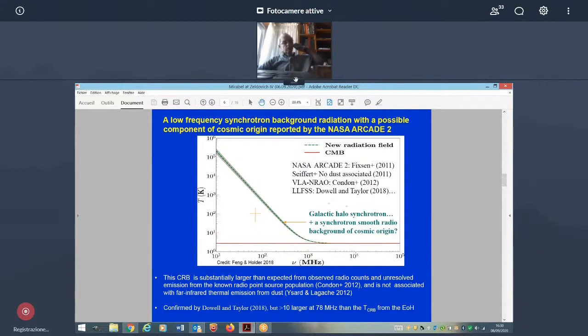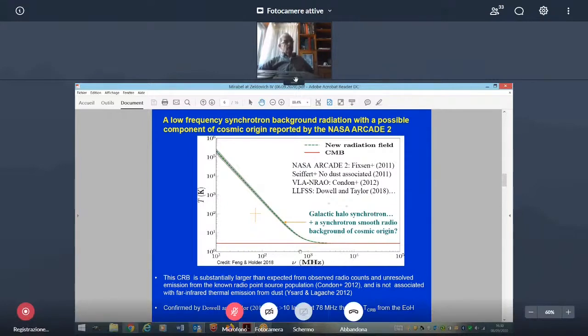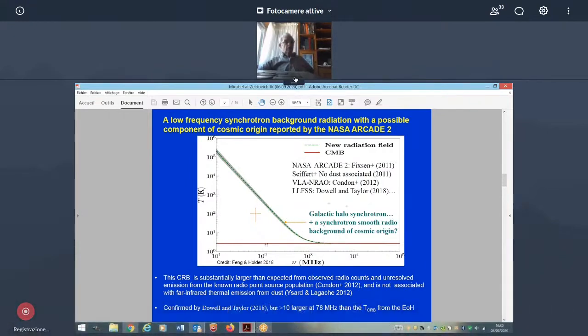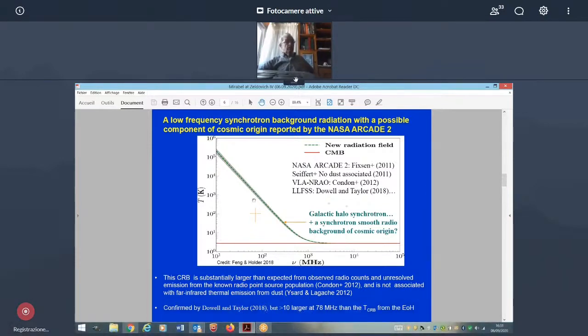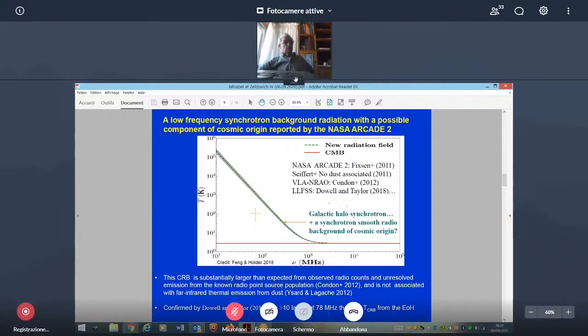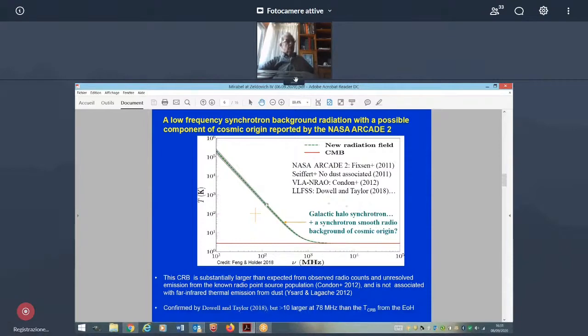And of course, there should be a very prominent component due to cosmic rays in the halo of our galaxy that produce synchrotron emission. But several teams of radio astronomers have tried to identify individual sources associated to this, for instance a large group at NRAO led by Condon, and also analyzing the possible emission from dust, and that was not found. So there is the suggestion that there should be some cosmic smooth synchrotron emission that has not been identified.